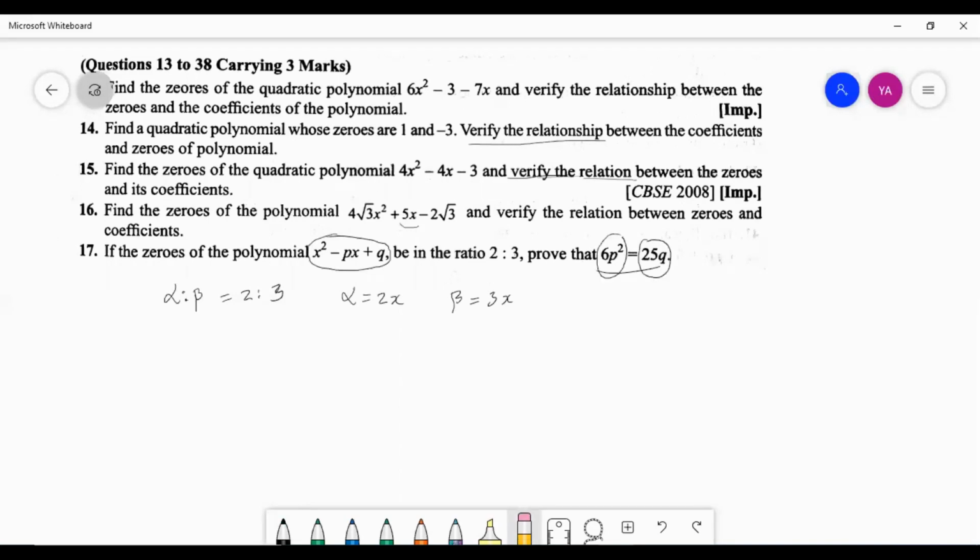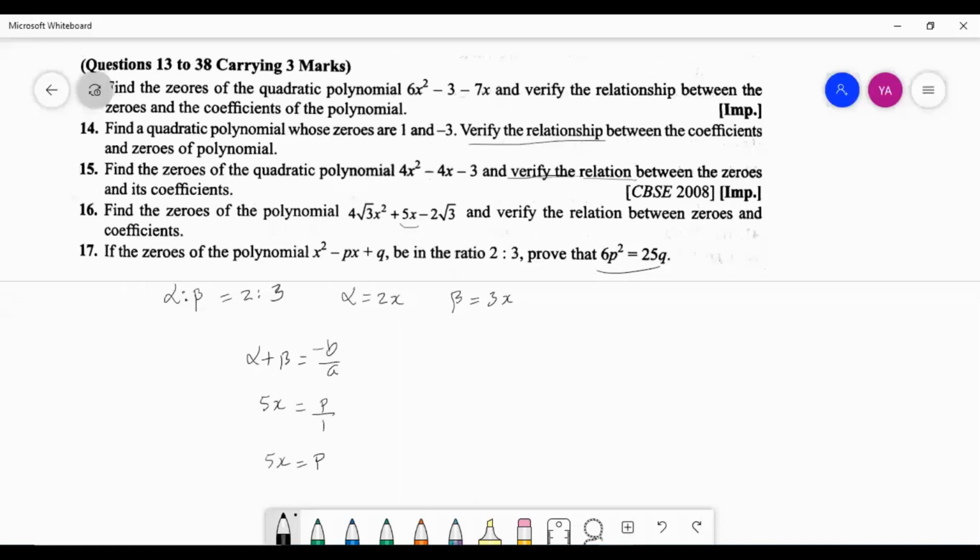So next you apply the relations. Alpha plus beta is equal to minus b by a. Alpha plus beta means 2x plus 3x, that is 5x. 5x is equal to minus b by a. What is minus b by a here? p by 1. That is, 5x is equal to p.